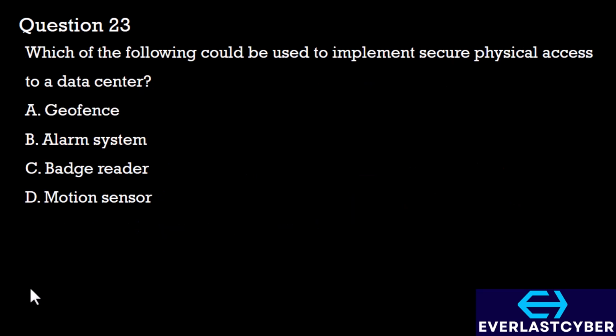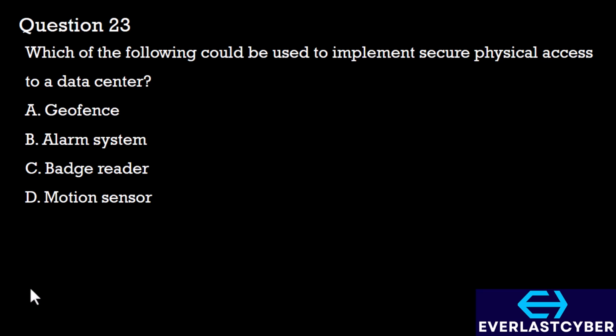Question 23. Which of the following could be used to implement secure physical access to a data center? A. Geofence. B. Alarm system. C. Badge reader. D. Motion sensor.